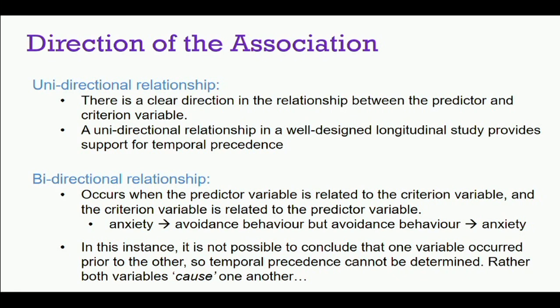In that sort of case, it's not easy to conclude that one variable occurred prior to the other. So temporal precedence cannot be determined. Both variables sort of cause each other. Unless you've got a variable that you can go back earlier in time before the anxiety disorder and then follow it longitudinally. That's one way to sort of rule out those bidirectional relationships.